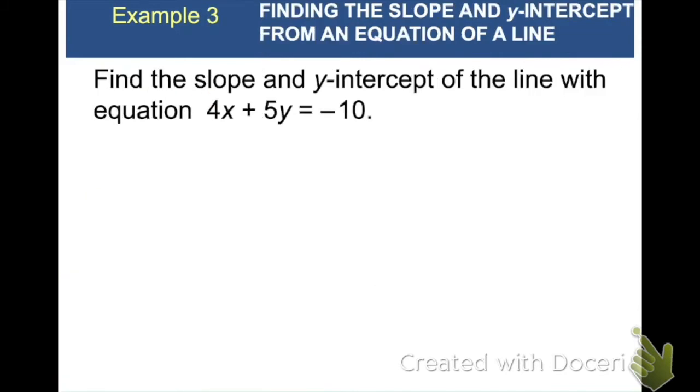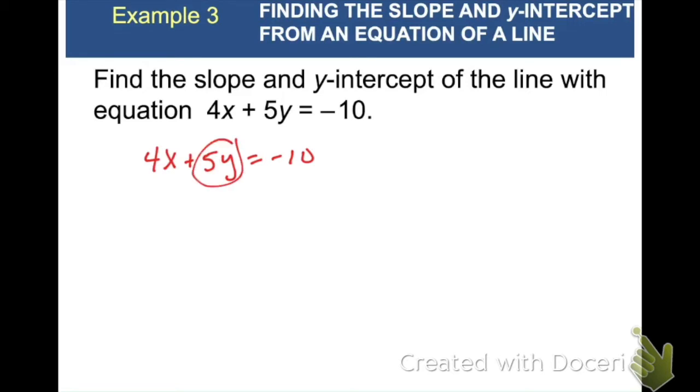Okay, example 3. I have definitely seen this on the ACT before. They'll give you an equation and they'll ask you to find the slope and the y-intercept. Well, it would be nice if I could get it in slope-intercept form because I can easily see the slope and the y-intercept. So let's rearrange this equation and get y all by itself.